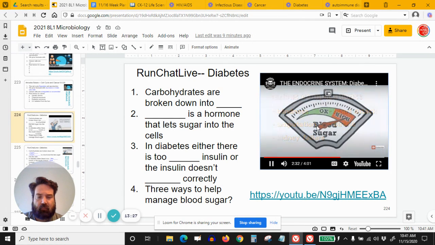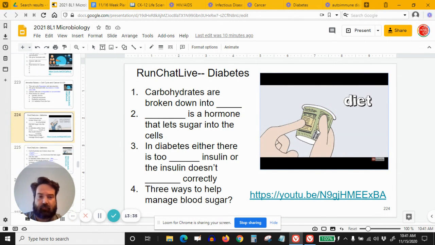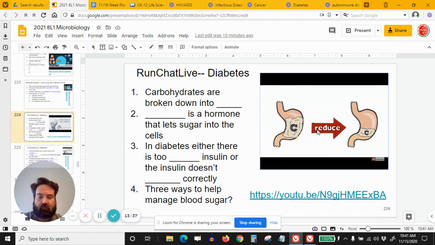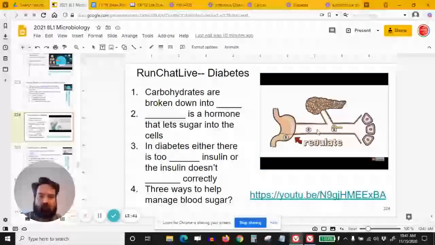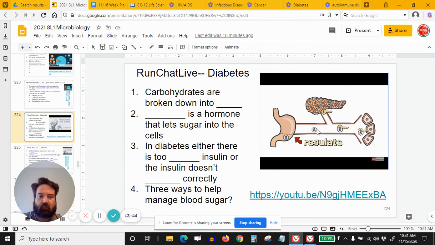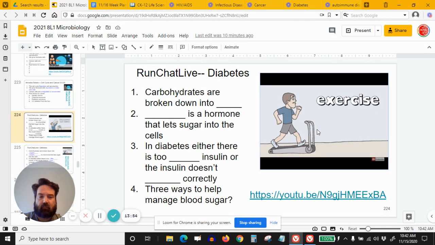In order to avoid these complications, people with diabetes must take steps to keep their blood sugar levels in a normal range. One way to do this is through diet. By reducing the amount of carbohydrates you eat in a single meal or snack, you can regulate the amount of sugar entering the bloodstream and prevent your body's insulin supply from becoming overwhelmed. This may mean limiting high-sugar foods such as cake, pie, candy, and soda. You know which ones.